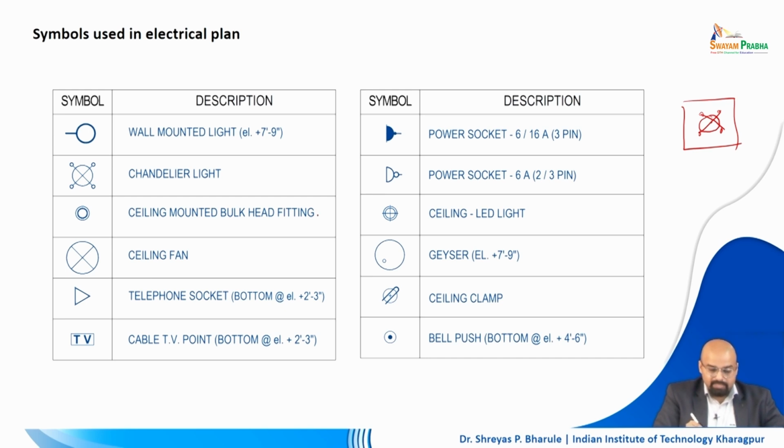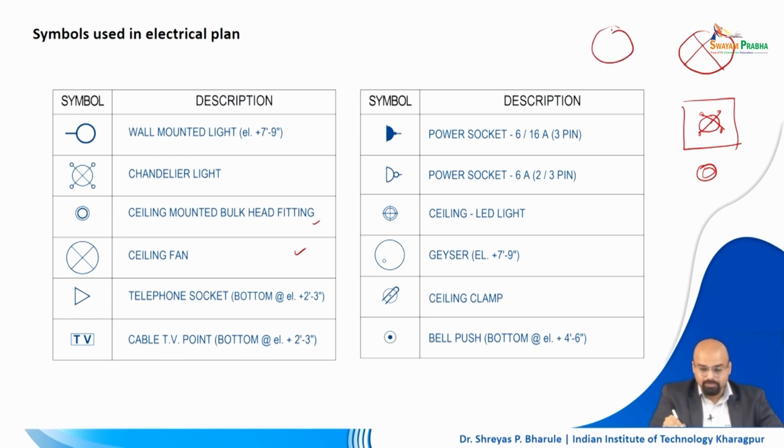Next we have the ceiling mounted bulkhead fitting. If there is a bulkhead fitting which has lighting fixtures underneath, that will be represented as two circles, right? So you will be representing that on top. Then we have the ceiling fan. A ceiling fan is represented in this kind of format, right? In certain cases, in certain offices, it is sometimes represented like this. There are certain differences, so we are following this one. So the ceiling fan is represented like that.